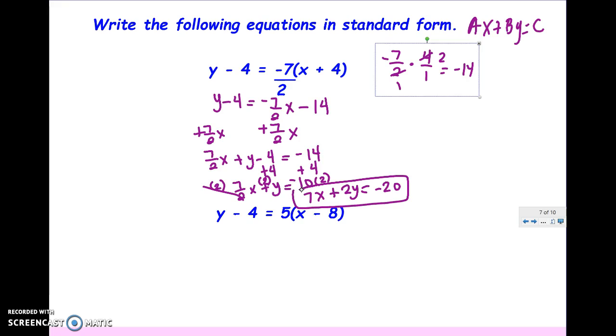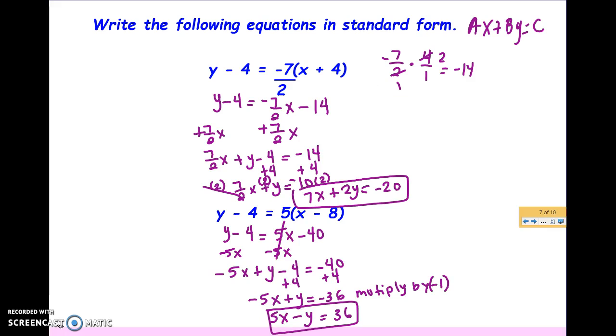Take a second and try the next problem, put it into standard form. Okay, take a second and check your answer. If you need to pause, go ahead and do that.